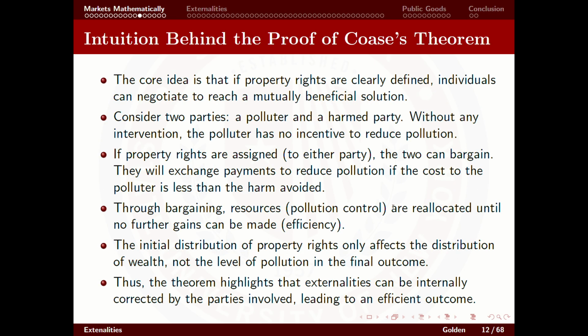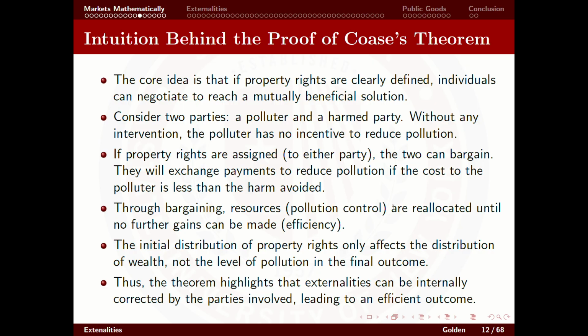So the intuition behind Coase's theorem, the core idea, is that property rights are clearly defined. Individuals can negotiate to reach a mutually beneficial solution. So consider two parties, a polluter and a harmed party. Without any intervention, the polluter has no incentive to reduce pollution. If you give property rights to either party, the two can bargain. They will exchange payments and figure out a solution that works for both of them. The polluter will say, I'll give you this. And the other party will say, well, actually, that doesn't justify the solution you're putting out. And then eventually they'll come to a solution where everyone is happy.